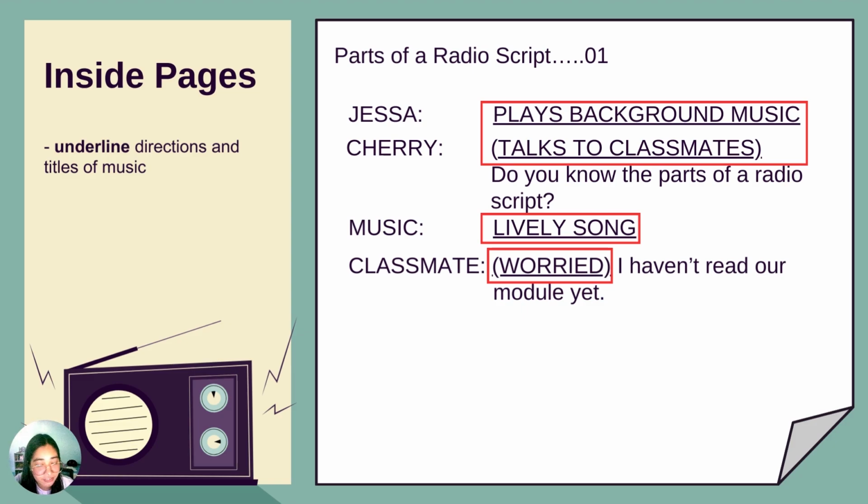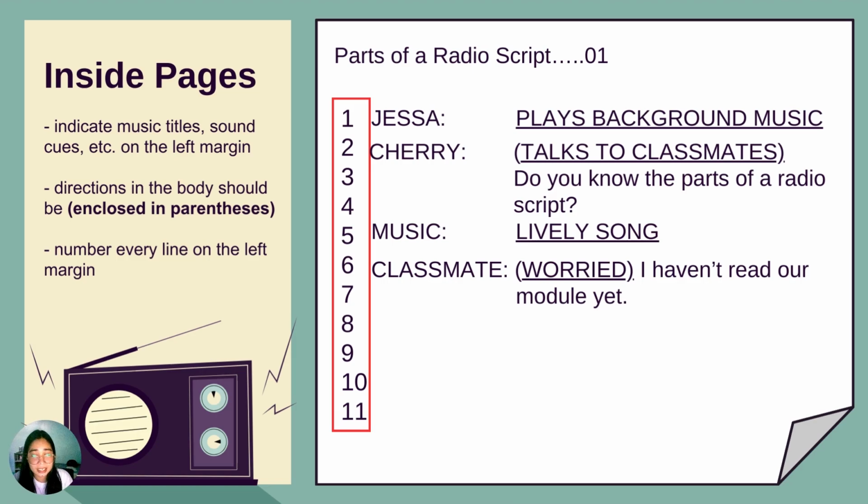In our example, we have underlined the words plays background music, which serves as the direction for the music director on what to do with the music, or how she will play the music, or when to play the background music. We also underlined the words talks to classmates, which is considered as the directions or cues for the speaker. We also underlined the words lively song and the word worried.